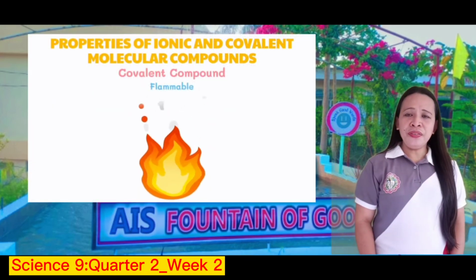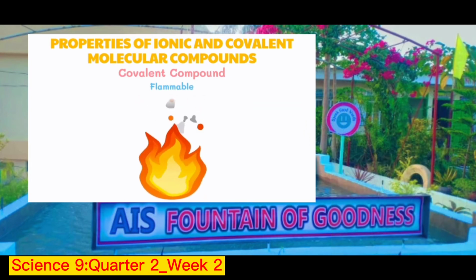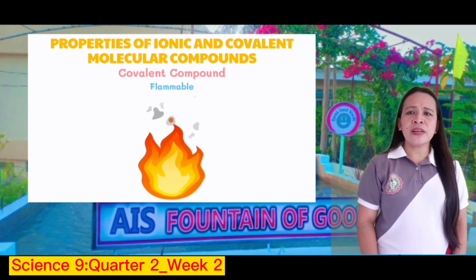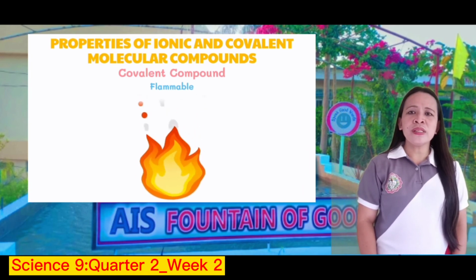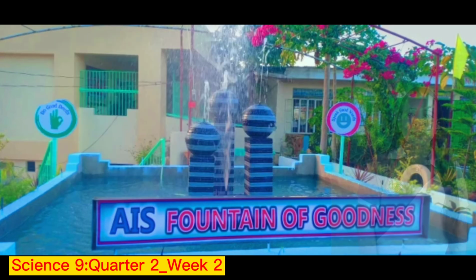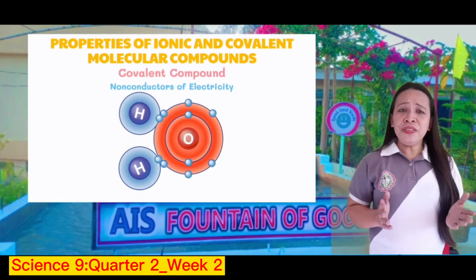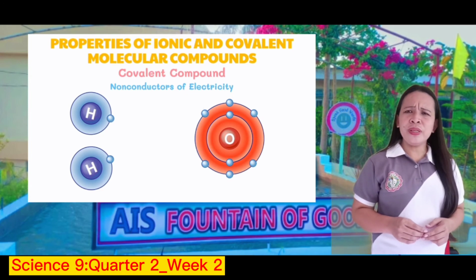Furthermore, covalent compounds tend to be more flammable than ionic compounds. Combustion is a reaction that releases energy when the compound reacts with oxygen to produce carbon dioxide and water. Covalent compounds separate into molecules when dissolved in water, so they typically do not conduct electricity.